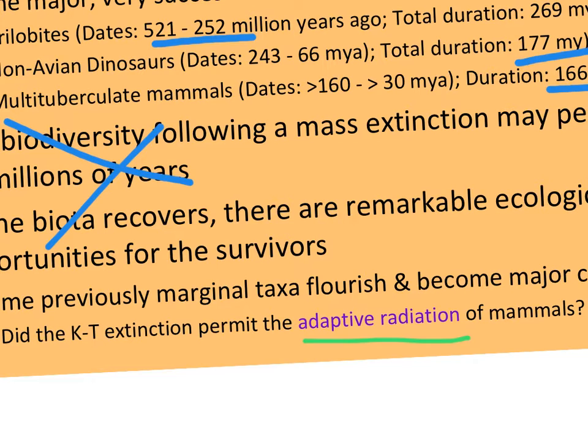And so mammals, which were around during the time of the dinosaurs, all the way back into the Jurassic, but they were not very abundant and not very diverse. When the dinosaurs all died out, mammals exploded and became a dominant player around the world, as did modern birds.